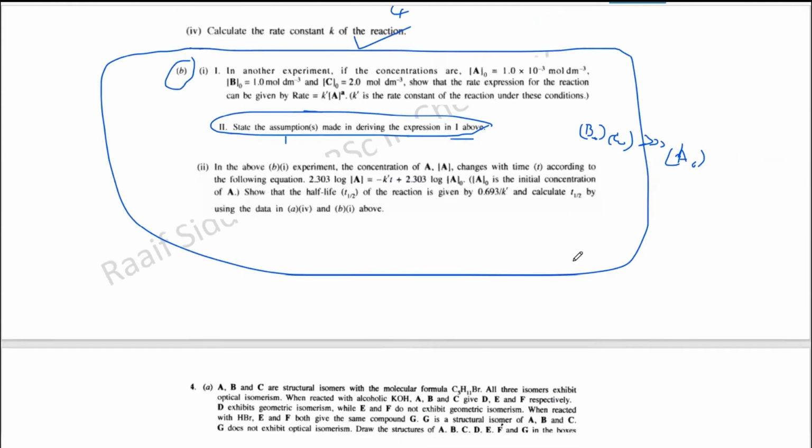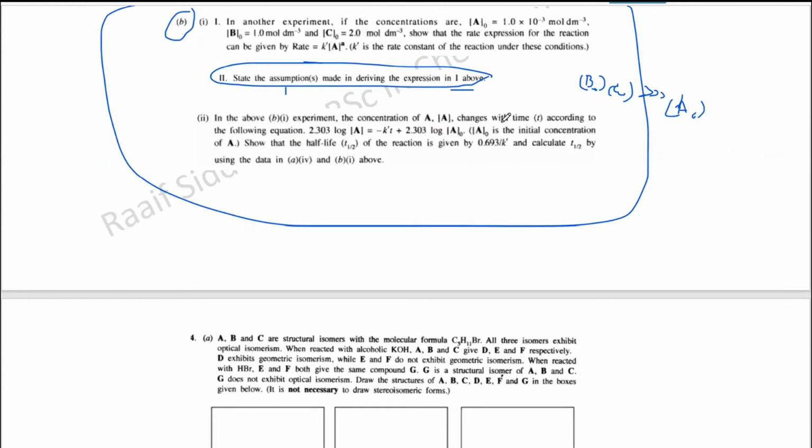Now they are telling us the concentration of A changes according to the following equation: 2.303 log A, which is the concentration after time t, equals minus k dash t plus 2.303 log A naught. So A naught is the initial concentration, and this is the concentration after a certain period of time. They have given A naught as the initial concentration of A.